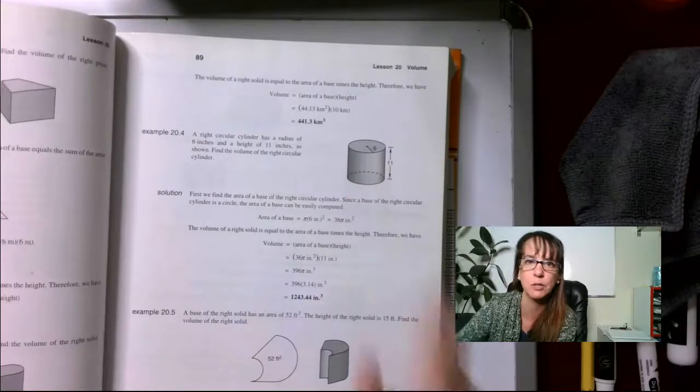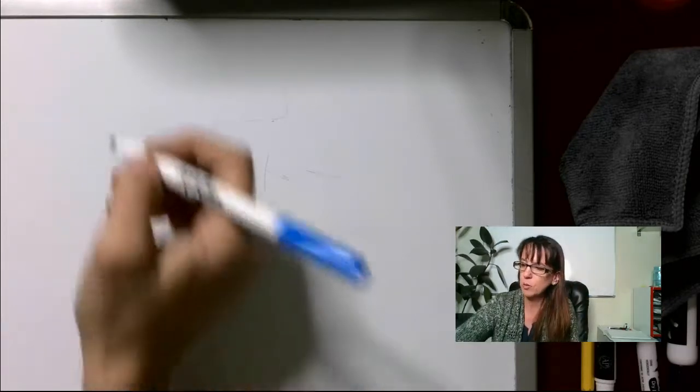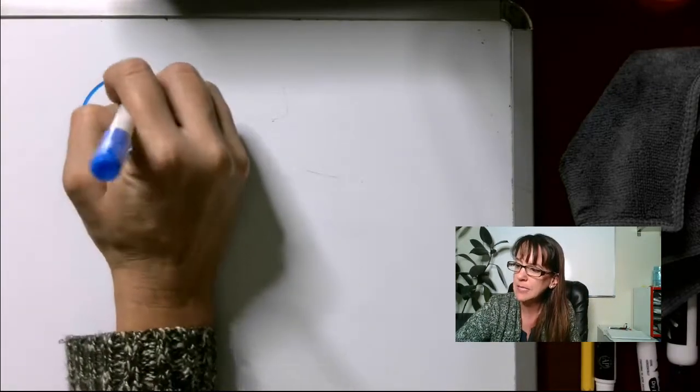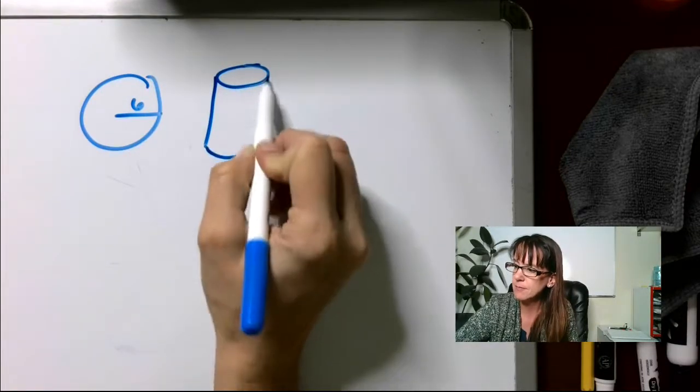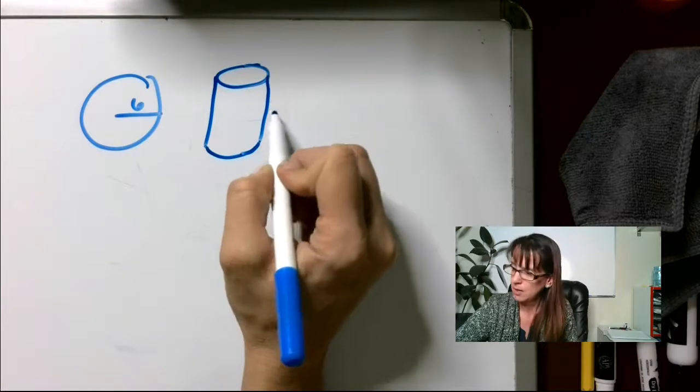All right, so for example, 20.4 is a can of soup, a cylinder, should probably use the proper name. Again, find the area of the base, multiply it by the height. And the base in this case are those two circles. So it is a circle with a radius of 6, and then the cylinder itself is 11.